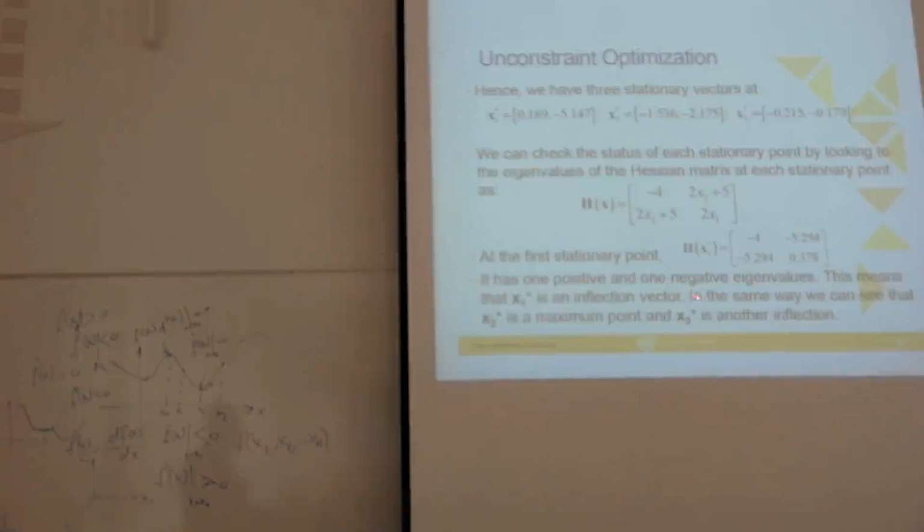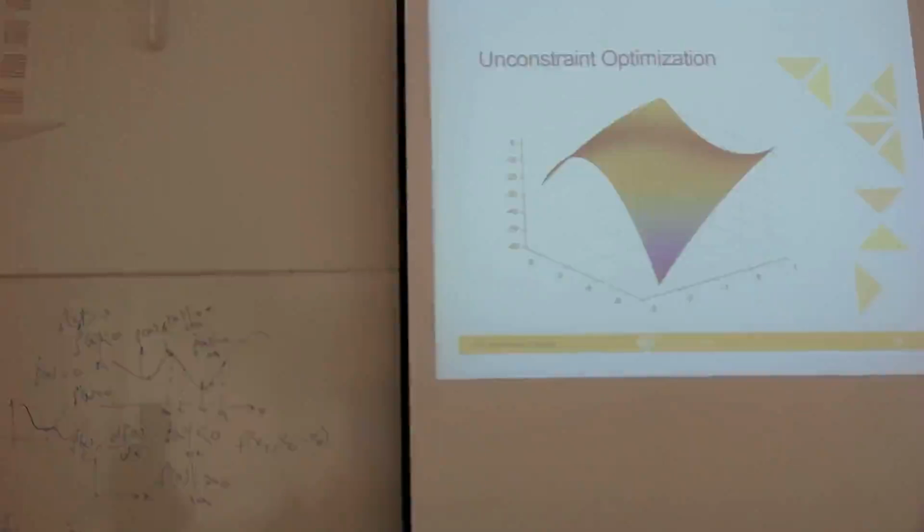So actually, when we solved this, we found one positive and one negative eigenvalue. One positive and one negative means that it is a saddle point. It is not maximum, it is not minimum for the x1. So it is just an inflection point. And if you do the same for the other point, you can find it was a minimum for the second point and so on. So this is the cost function in case of two-dimensional independent variables.